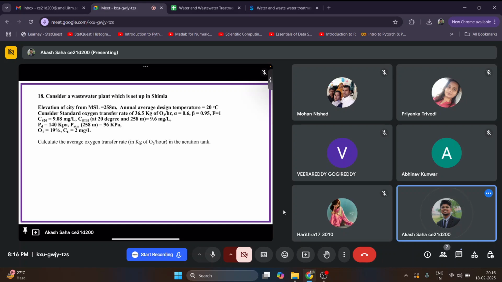Next problem. Again, a similar problem to what we have done previously. I have given you the formula. So this time please calculate and tell me what is the average oxygen transfer rate. So a very similar problem we have done. Others also please try. I am seeing that only one person is answering again and again. So others also please try and let me know the answer. You already have the formula, everything. So tell me the final answer.